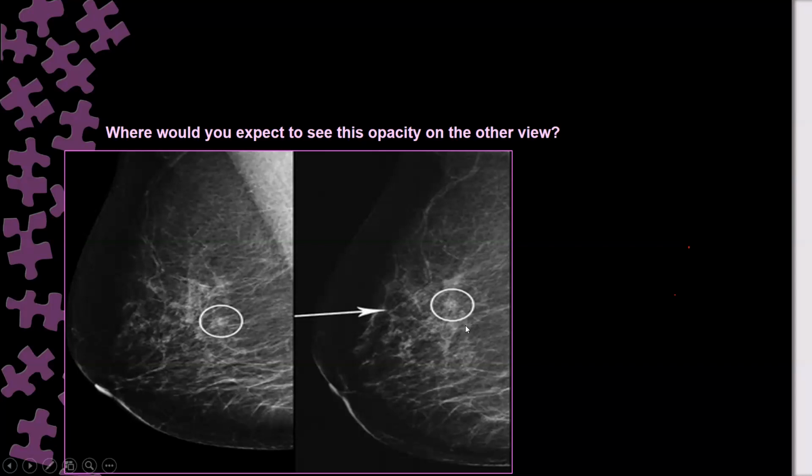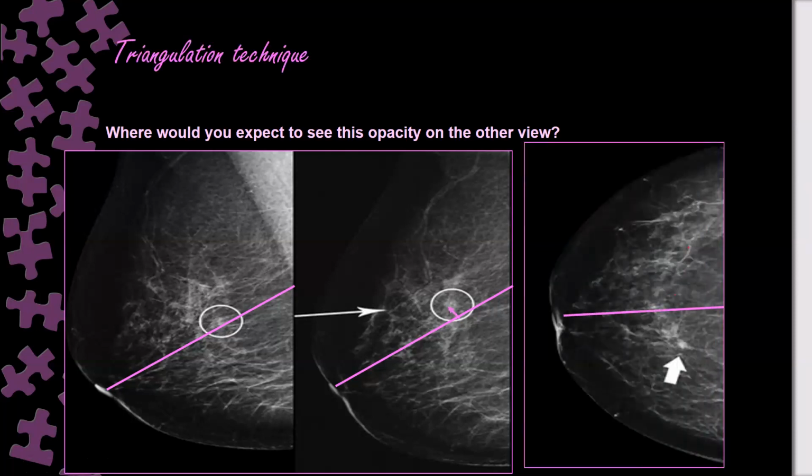So what is next? Where do you expect to see this opacity on the CC view? Lateral or medial? The medial part. Excellent, well done. Why? Here you see the posterior nipple line, but here it is a little bit higher than the posterior nipple line on the straight lateral. So that is the opacity here.